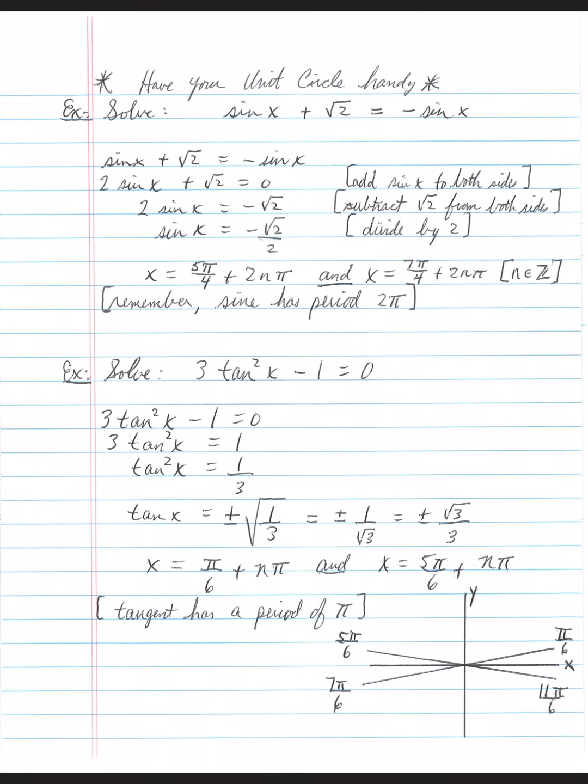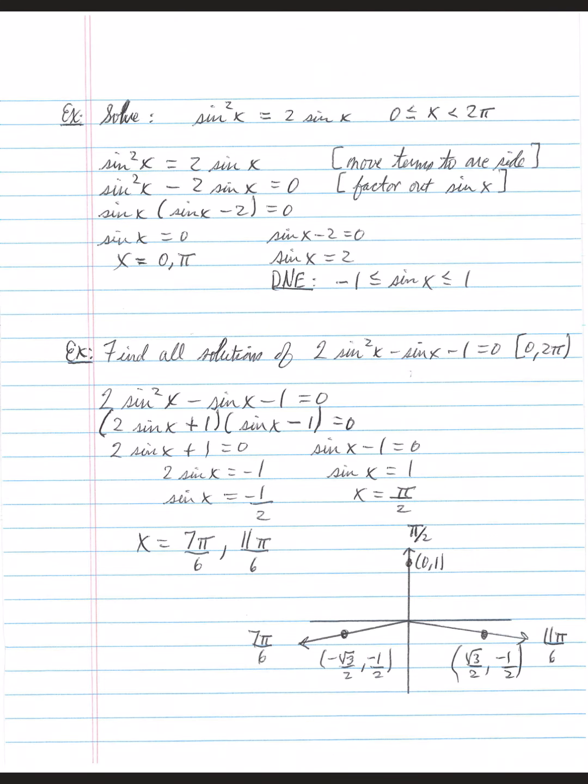The next angle you get to is 5 pi over 6. And if you add pi radians or 180 degrees, that takes you to the other angle. So you take 5 pi over 6, add a multiple of pi, that will take you to an angle that has the same tangent value. This covers the negative square root of 3 over 3. These cover the positive square root of 3 over 3.